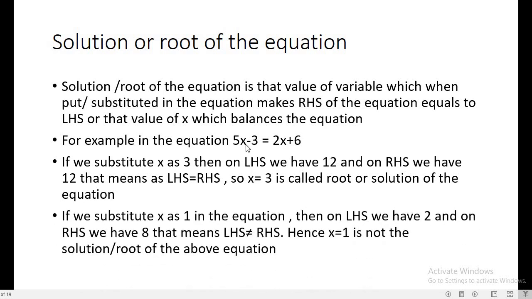But if we put 1 in place of x, then the left hand side is 5 into 1, 5 minus 3 gives us 2. However, if we put 1 on the right hand side in place of x, we get 2 into 1, 2 plus 6 equals 8. So as we can see, left hand side is not equal to right hand side when we put x equal to 1. Hence x equal to 1 is not the root, or we can say it is not the solution of the above equation.